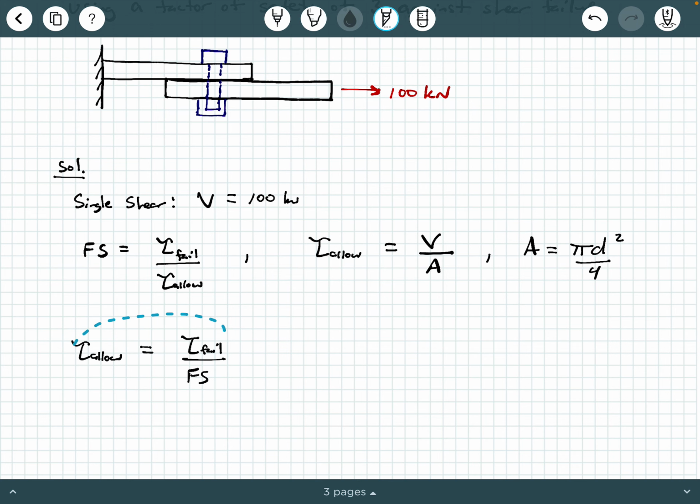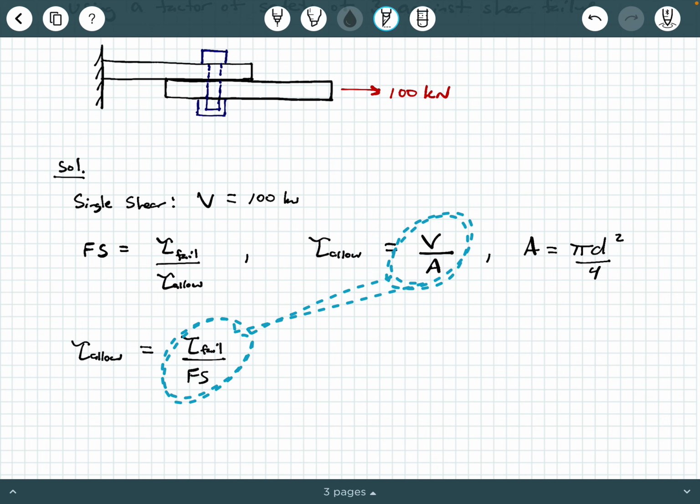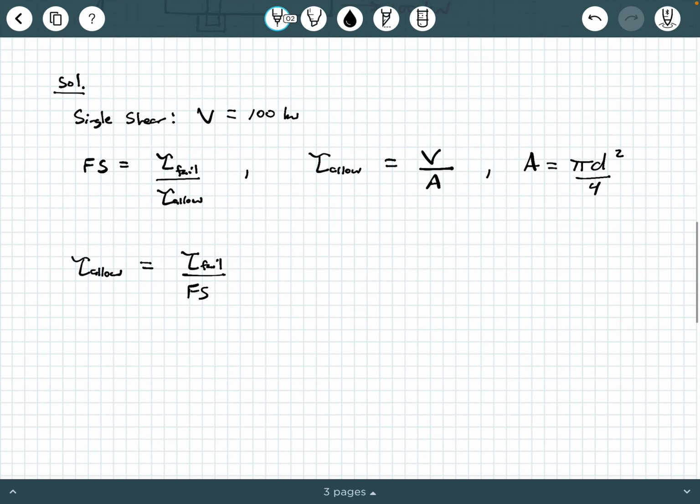Now, tau allow is tau fail over factor of safety, and tau allow is also V over A. So what can I do? I can set these two expressions equal to one another, right? So I'll go ahead and do that. I'm going to say tau fail over factor of safety is equal to V over A, all right? Now, what can I do? Well, ultimately, I need this diameter here, which is inside of A. So how about I do some rearranging and I solve for A here. Solve for A in this relationship.